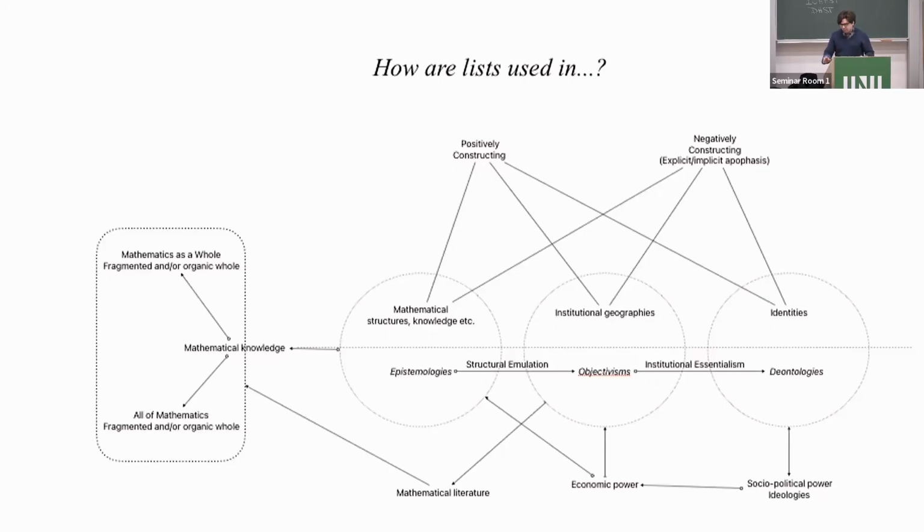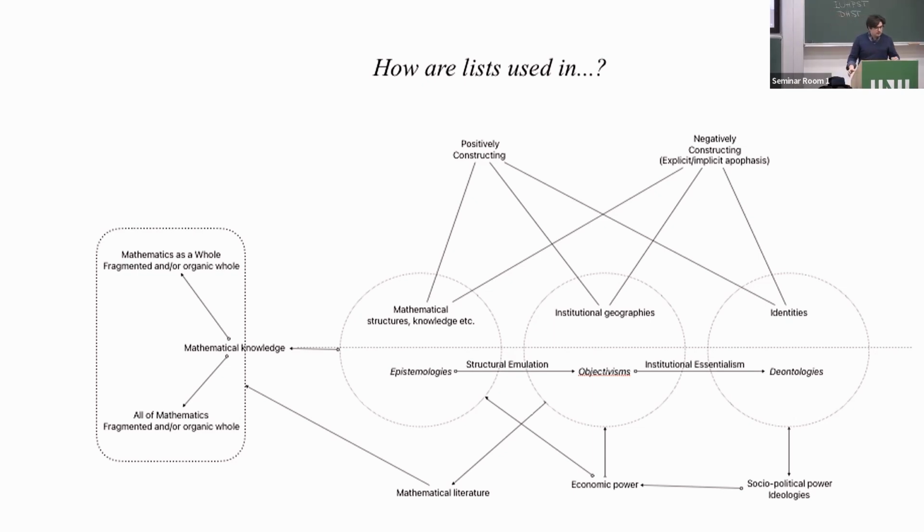More specifically, I'm trying to see how lists are used in positively constructing mathematical knowledge on one hand, institutional geographies and identities at the same time. And how at the same time, the aspect which we are less familiar with is the negative function of constructing the same kind of images.